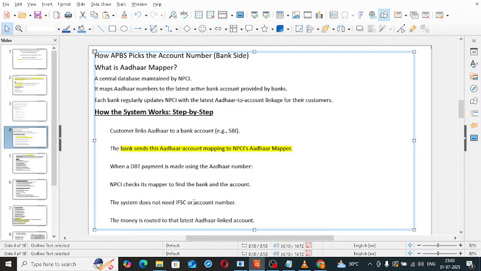Aadhaar number is enough. Money is routed to the latest Aadhaar-linked account number, because, as I said already, you may have three accounts or n number of accounts. Which one is the latest mapped? The money should go to that account.